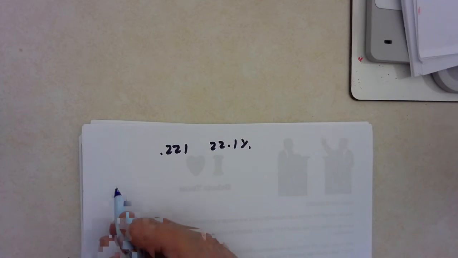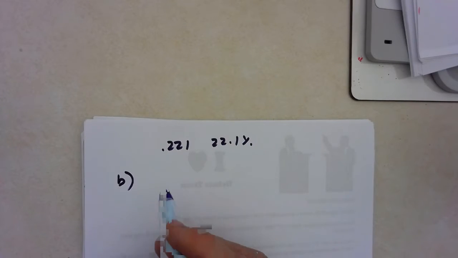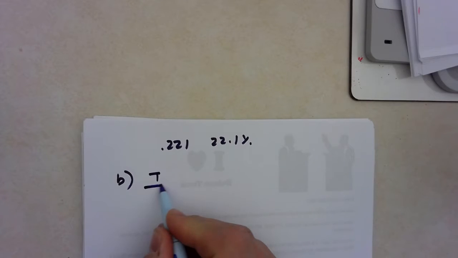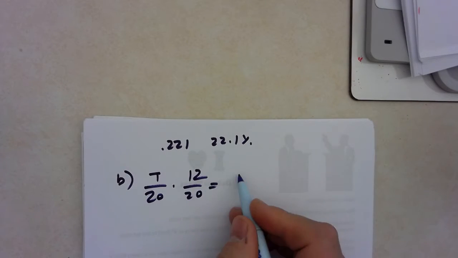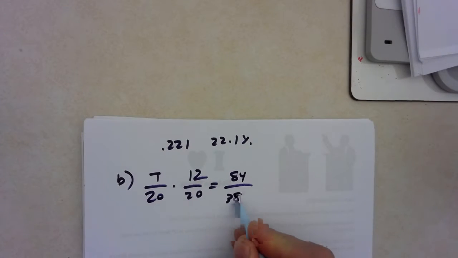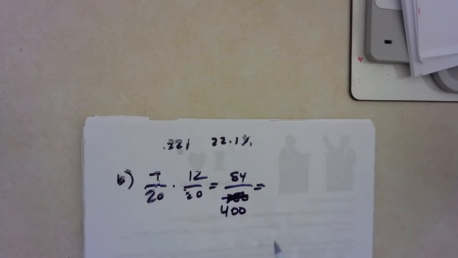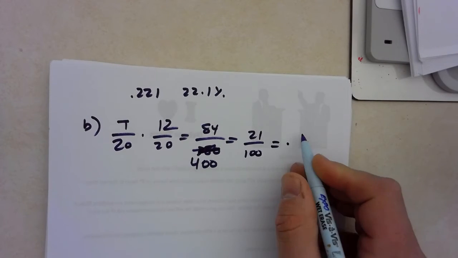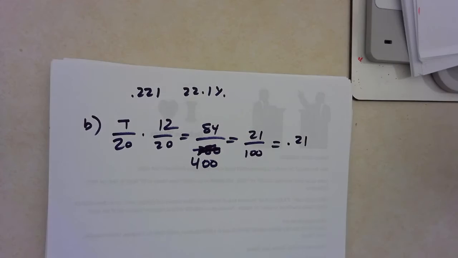Part B, we do the same, but it's independent because we replace the marble. What do we get? Over 20 times 20, which may be reduced, gives you 8 over 380, which is equal to 21 over 400. Why is part B different? Talk to the person sitting next to you real quick.